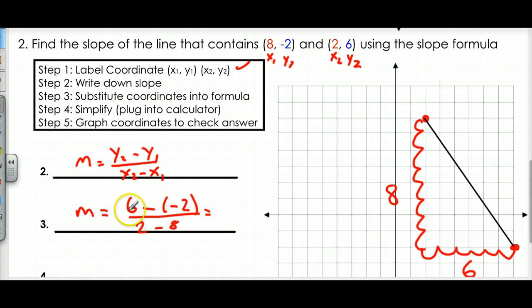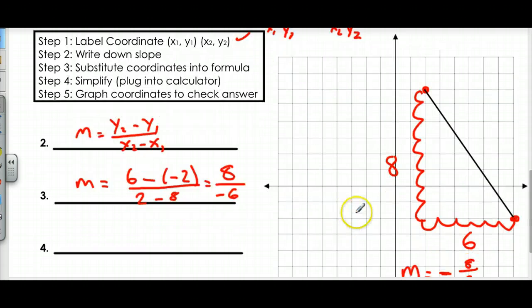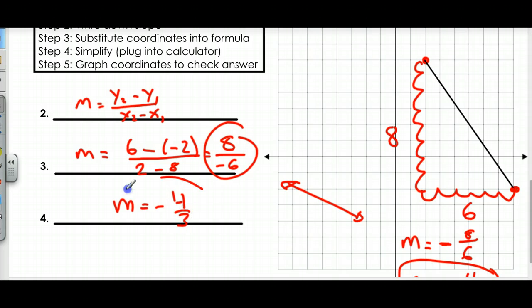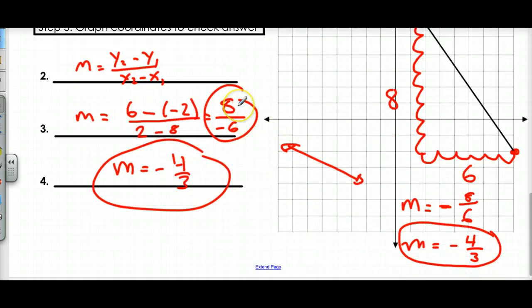So if we do that, we get 6 minus negative 2. Put that in the calculator. Minus negative is plus, so that's 8. And 2 minus 8 is negative 6. If we check that out, see, our slopes are the same so far. We're going to put this in the calculator, and we see that we get m equals negative 4/3. Amazing. It worked out perfectly.